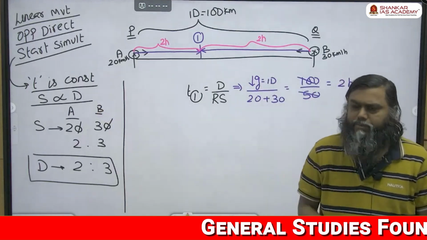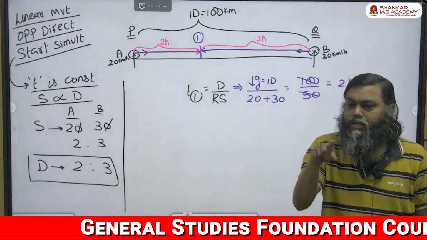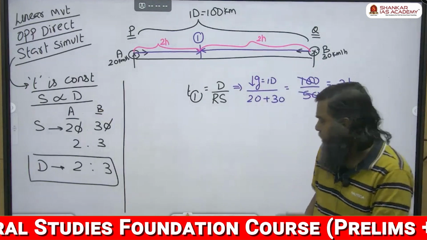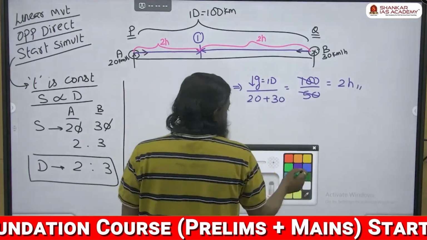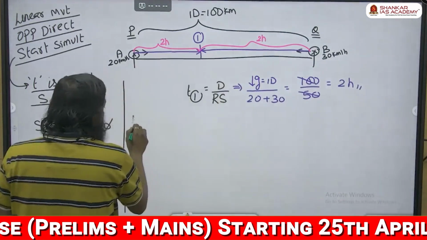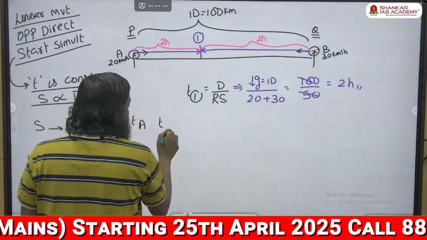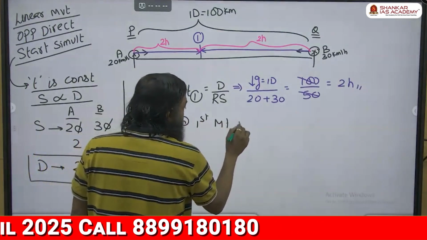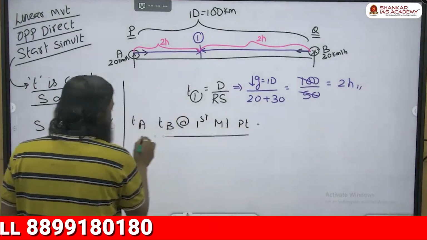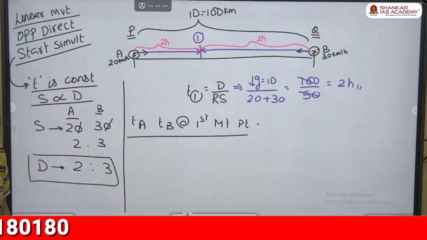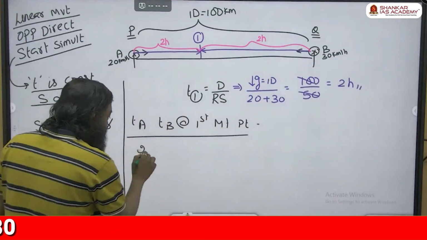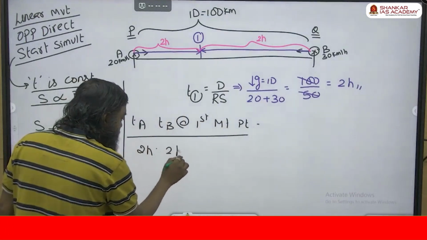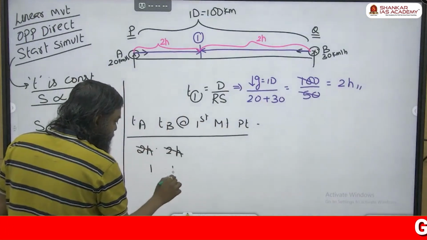Are you understood? Okay, next lesson. What is the ratio of the time taken by A and B at the time of the first meeting point? Tell me, how much time does A take to reach the first meeting place? How much time does B take? Cancelled. What is the ratio?